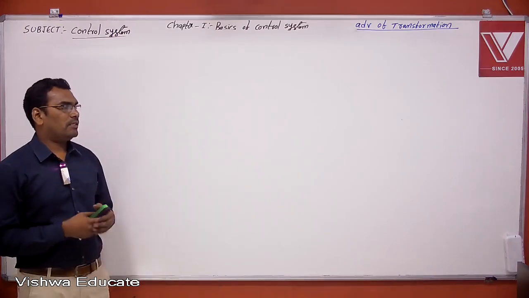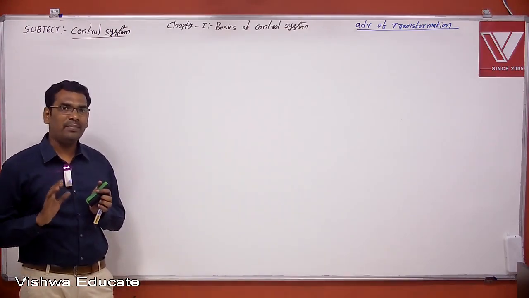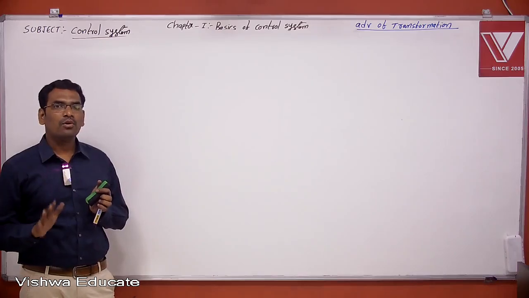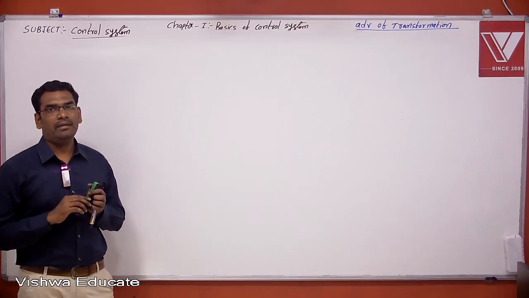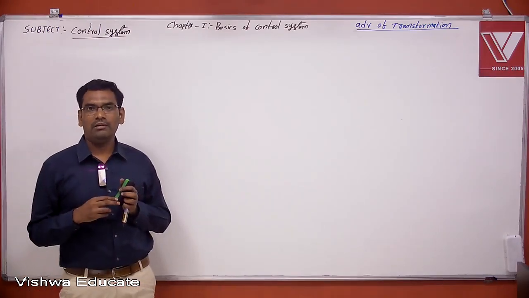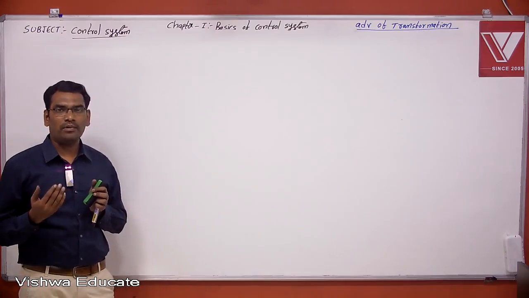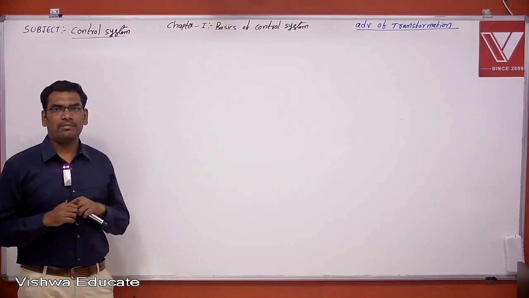In the previous session, we finished the open loop control system, its behavior and definition, and the closed loop control system, its behavior, definition, block diagram and everything. After that, I gave the importance of transfer function analysis, and we will also see its role in the control system.